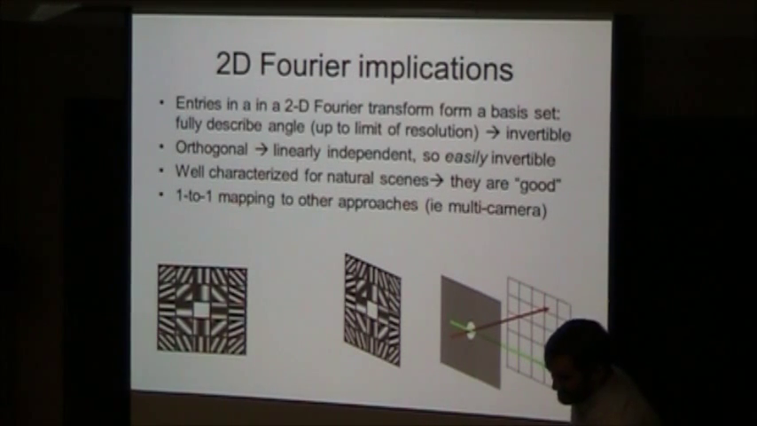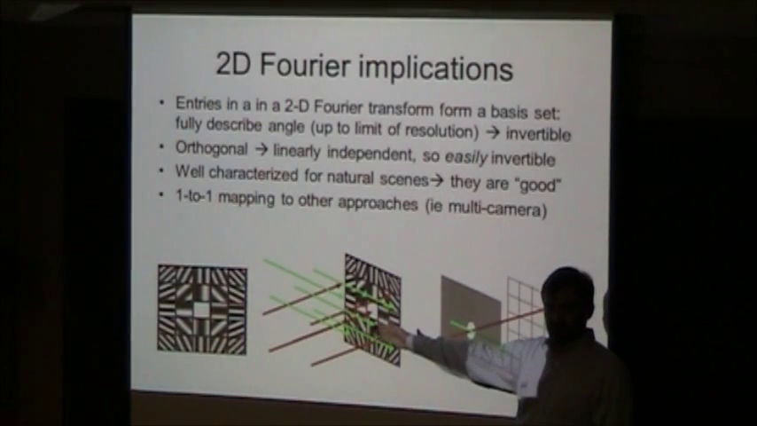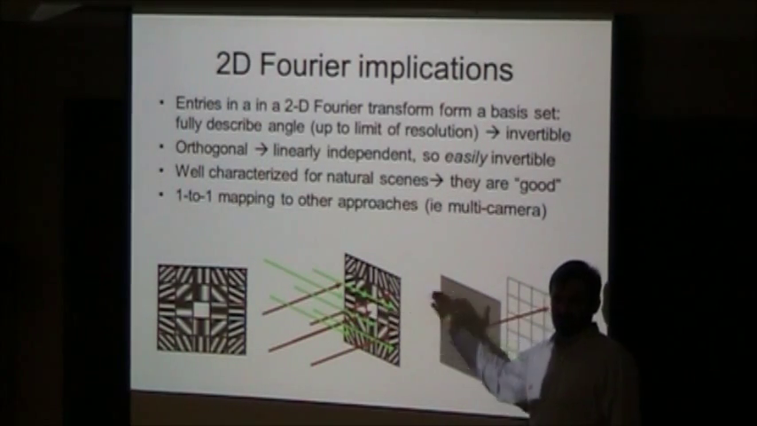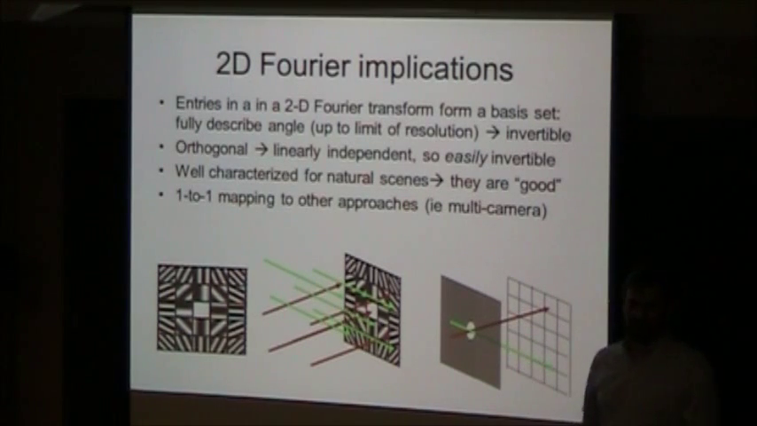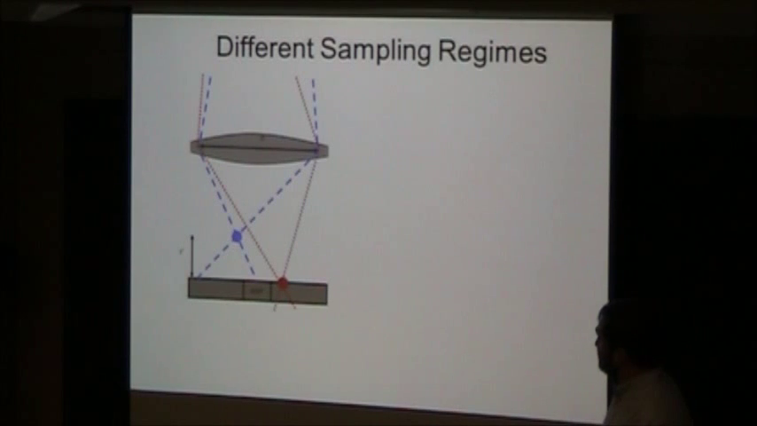For us, we're doing exactly the same thing, except instead of mapping subpixels, we're mapping it to a Fourier transform of that set of subpixels. So there's actually a one-to-one correspondence between our technique and other ones that are already out there.